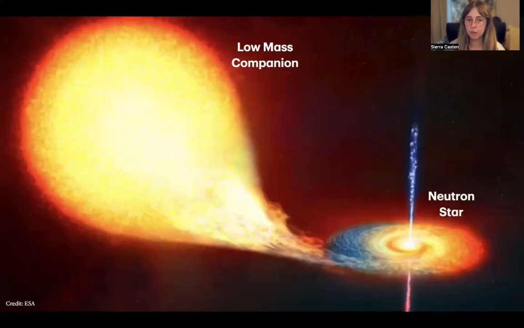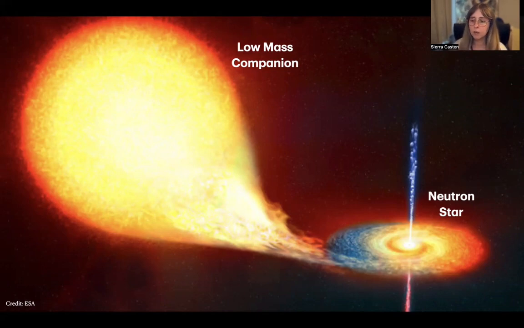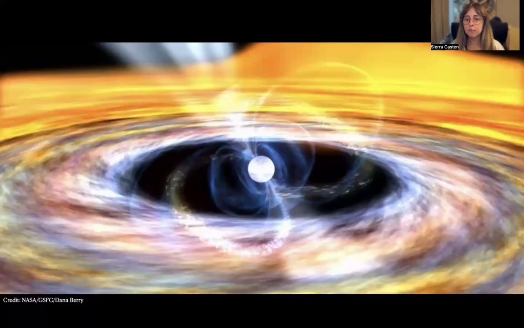Michigan State. Specifically, the types of neutron stars that I study are in low mass X-ray binaries, which means it's a neutron star and a low mass companion. Now, over time, these will orbit each other, and the companion star will lose some of its mass via Roche lobe overflow. This will then form into an accretion disk around the neutron star. Zooming in a little closer, we can see that neutron star at the center of the accretion disk.